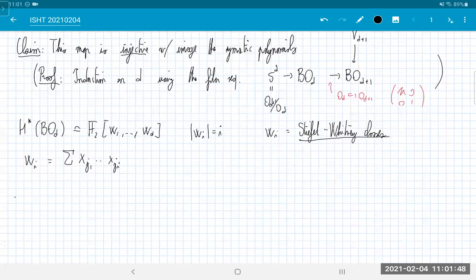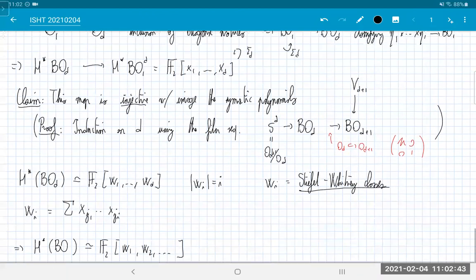And note then, by taking the colimit in d, you can check that the inclusion of BO_{d-1} into BO_d corresponds to quotienting out by w_d. You can see that the cohomology of this infinite Grassmannian is actually this guy. And it's the action of the Steenrod algebra on this infinite Grassmannian that I want to compute. I'm going to tell you the answer and explain how we get it, because it's combinatorially a bit painful. But okay, is this statement clear?